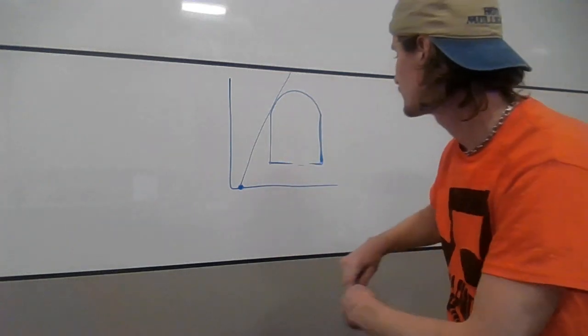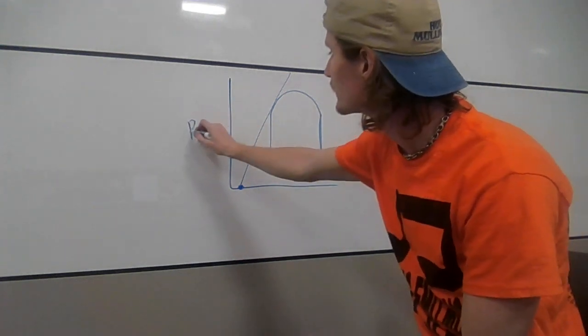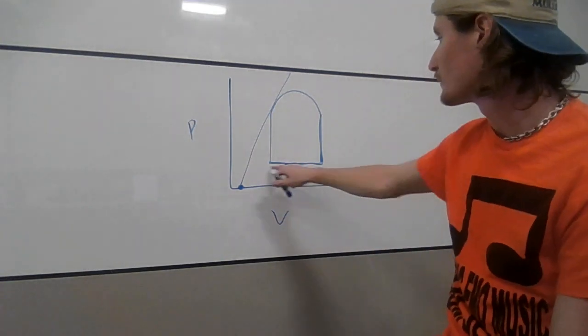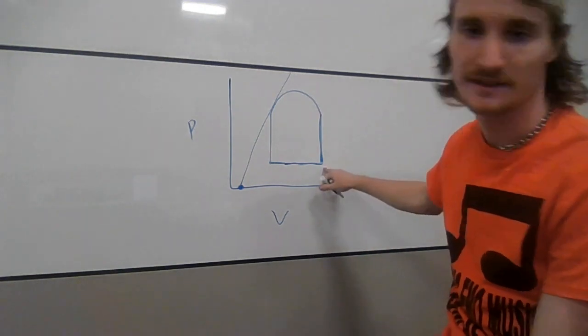It's going to go along. This would be easier if I said this was pressure and this was volume. There we are. So the valve opens, blood rushes in. The valve is now going to close.